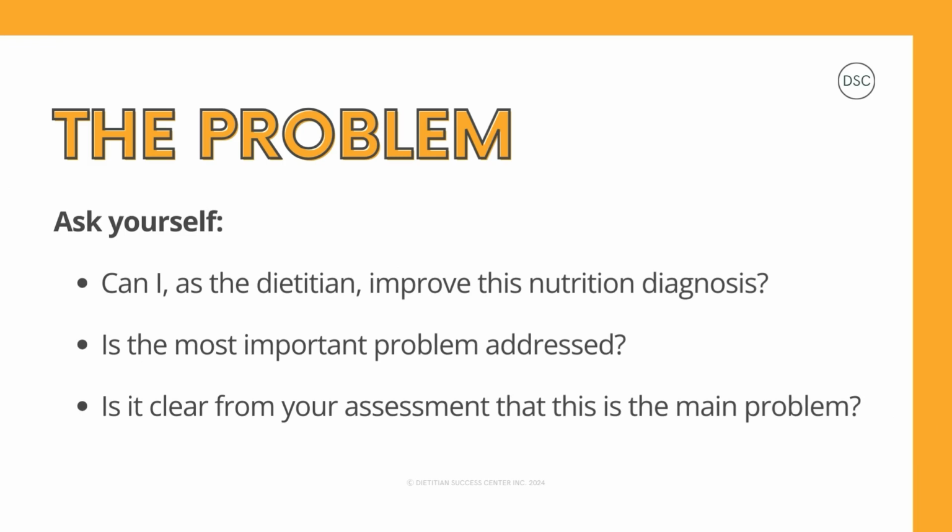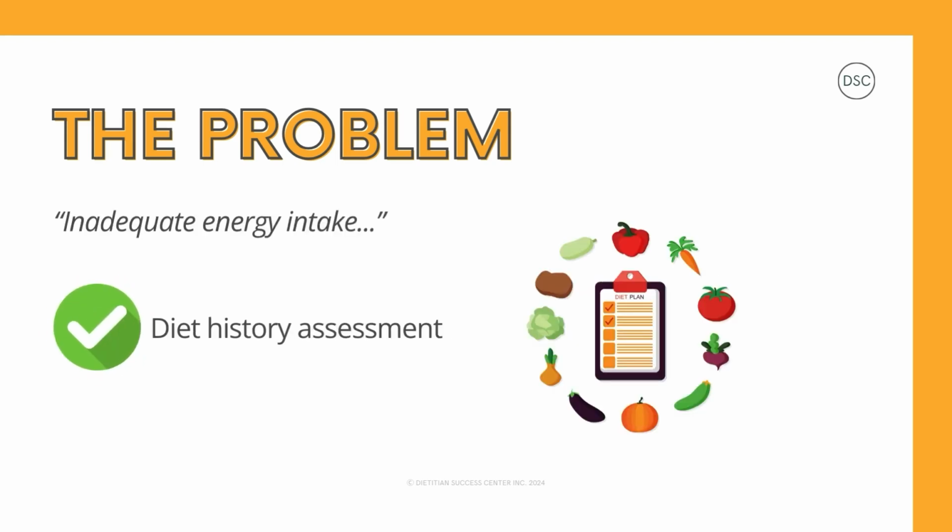You can do a quick check of your PES statement problem by asking yourself the following questions. Can I, as the dietitian, improve this nutrition diagnosis? Is the most important problem being addressed? And is it clear in your assessment that this is the main problem? For example, in order for you to indicate that inadequate energy intake is the problem that needs to be addressed, you would need to ensure that you've done a dietary history assessment through a 3-day food record, 24-hour recall, or hospital calorie count, for example, to show that this is actually the main problem.